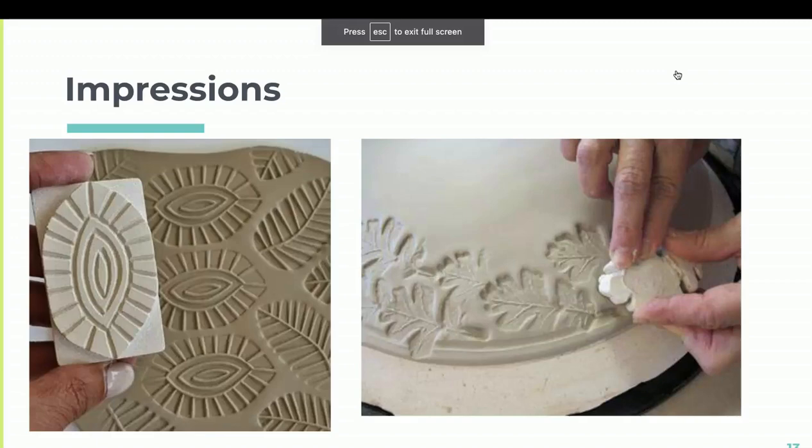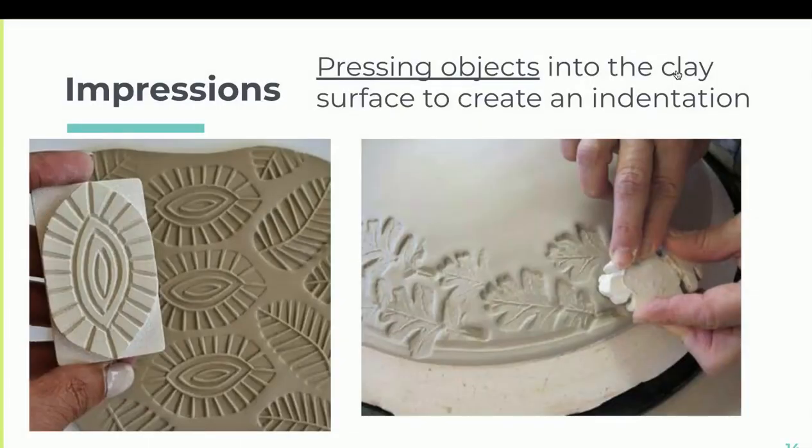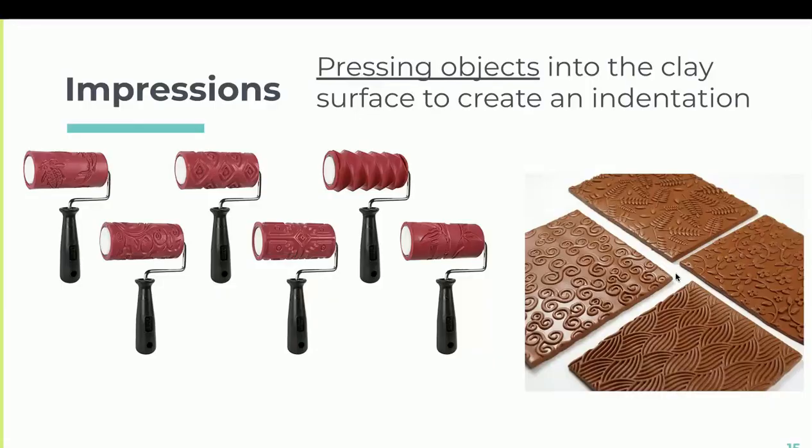Next is impressions. Now this is definitely a fun one, and we do have a lot of different tools you can use to make impressions. So an impression is pressing objects into the clay surface to create an indentation. You can do this using stamps. I'm going to show you a couple tools that look like this. You can also press in leaves and lace. You can push the bottom of your shoe onto the clay. That creates an impression. So we also have texture rollers and texture mats. These are great tools for making impressions.